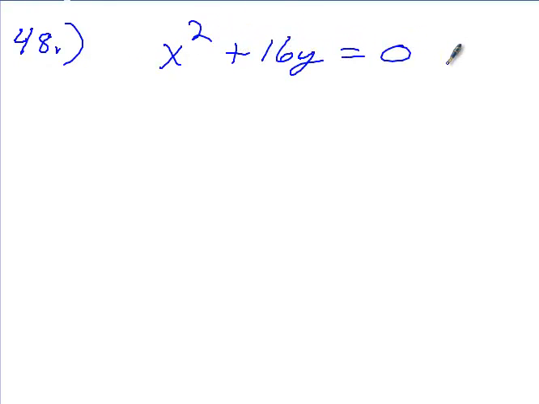What about 48? What's the equation for 48? Okay. How many pieces are squared here? One, right? If there's just one variable squared, what is it? Parabola or circle? Done. That's all I want you to do. Everybody okay? Yes? No? Maybe? All right, so what about number 50?